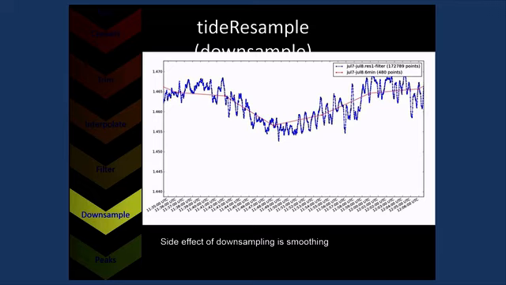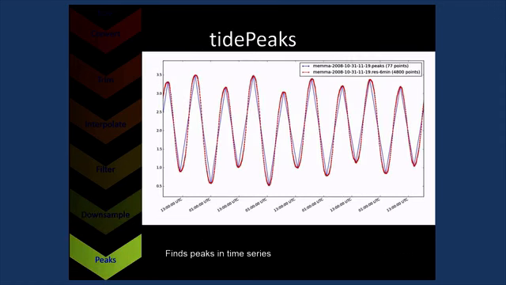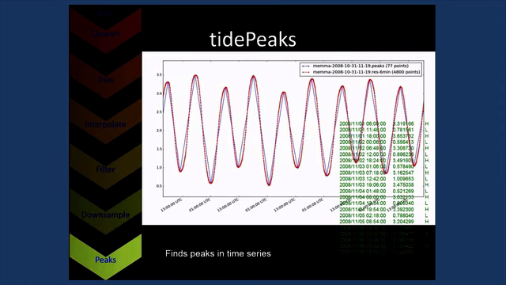Okay, and then the peaks program, we're looking for highs and lows. This finds those spots, what the time is and what the amplitude is at those points. Yeah, it doesn't come out the way I wanted it to.